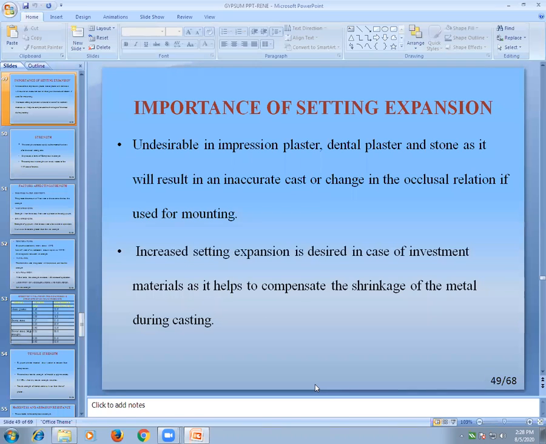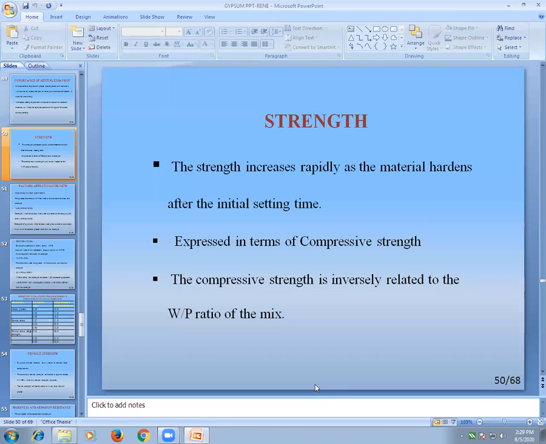So casting is a process where we fabricate crowns or bridges. For that we need the investment material. When we heat that metal, it expands, but when it hardens, it will shrink. So for compensating that shrinkage, we require setting expansion.